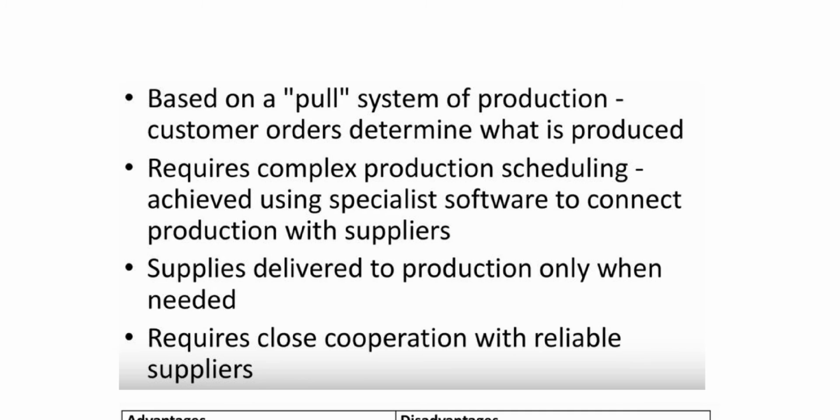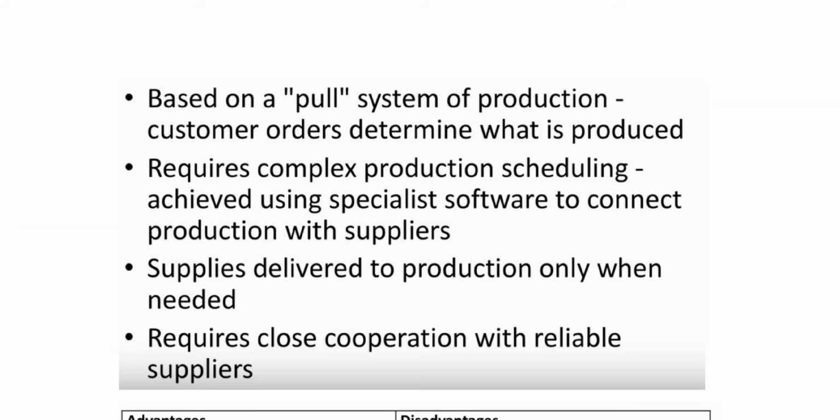Now, just to give you some generic understanding of just in time, it's based on a pull system of production. Customer orders determine what is produced. So when a customer order comes in, then the business will order the components needed to produce the good. It requires complex production scheduling, achieved using specialist software to connect production with suppliers. And what I would recommend is go on YouTube and search for Toyota and their stock control, and they use just in time, and it's a really good demonstration of how it works in real life.